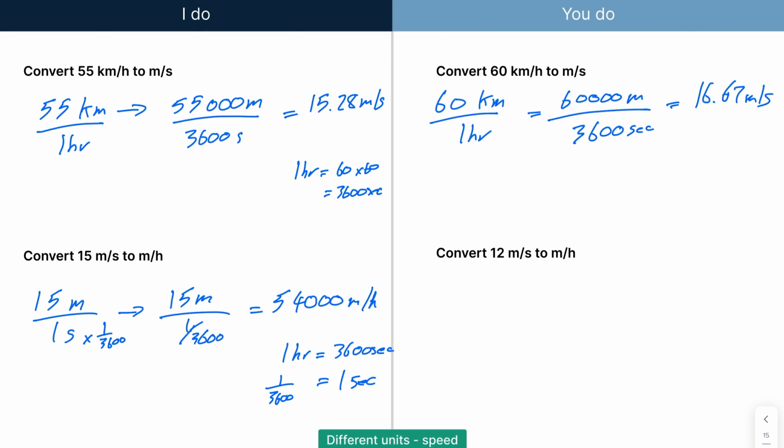And looking down here, we have 12 meters per second. We're converting that to meters per hour, so the top part is fine. Now to go from seconds to hours, you are just going to divide that by 3,600. So 1 divided by 3,600 just becomes 1 over 3,600. And then finally, if I type all of that into my calculator, I end up with an answer of 43,200 meters per hour.